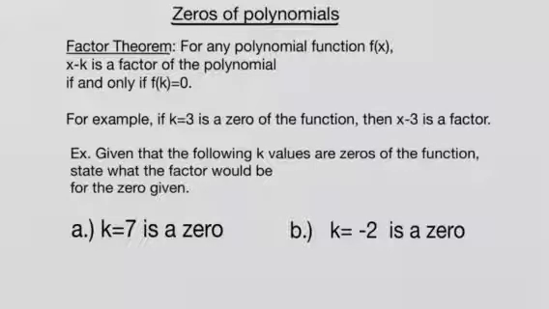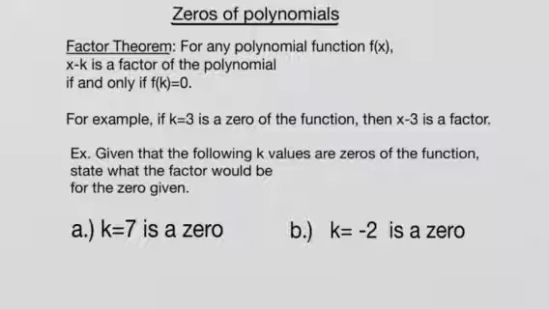In this section, we're going to look at zeros of polynomials. So let's consider the factor theorem. It states that for any polynomial function f of x, x minus k is a factor of the polynomial if and only if f of k equals 0. So what it's stating is that our remainder in synthetic division must equal 0 in order for us to have x minus k as a factor of the polynomial.